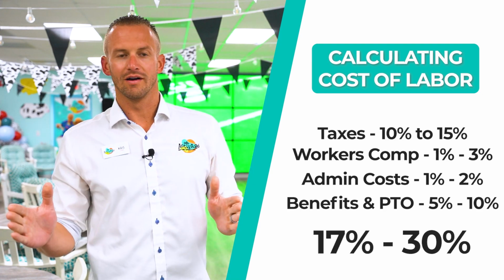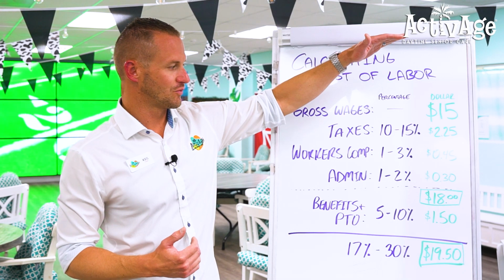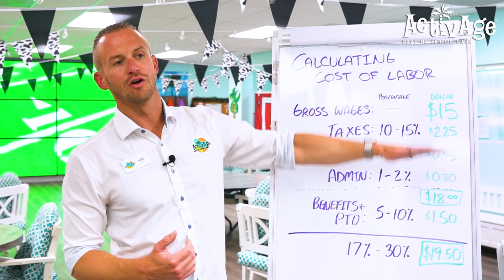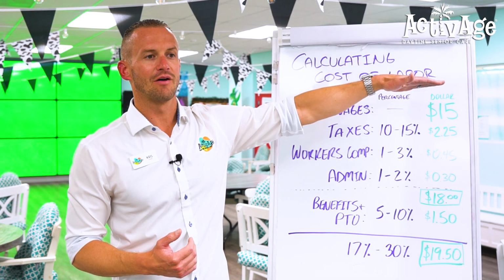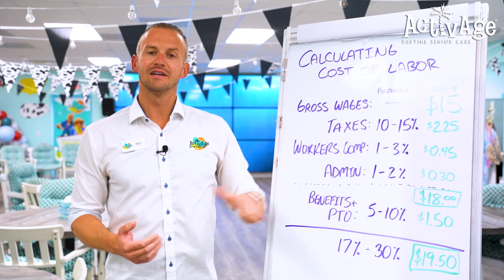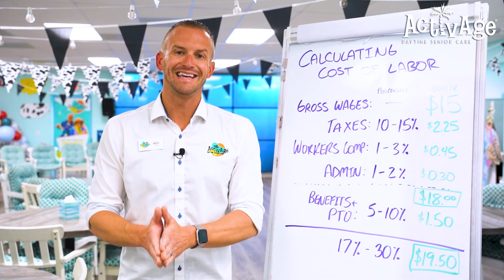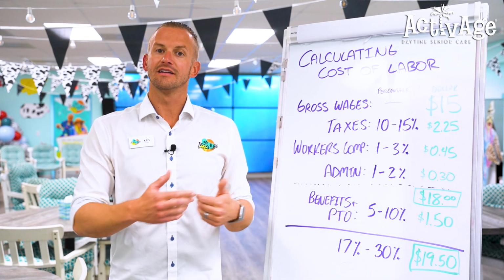So that being said, all in, you're probably gonna spend somewhere between 17 to 30% on top of whatever your gross wages are. So in this case here, if you look at the way we broke this down, we have the percentages over here, and then we have the actual way that's gonna affect the dollar amount per hour, right? So someone that you commit to paying $15 an hour, by the time you pay taxes, workers' comp, and then your administrative fees, you're probably gonna spend somewhere around $18 per hour on that employee.